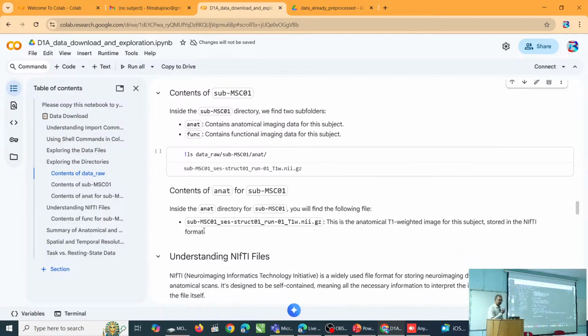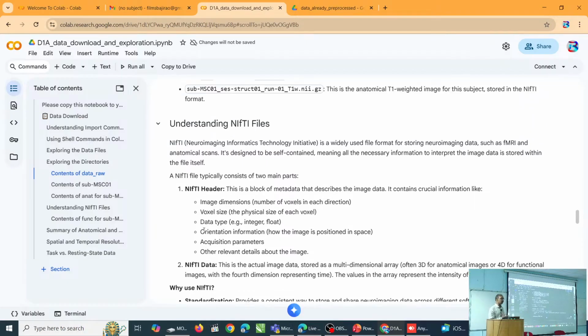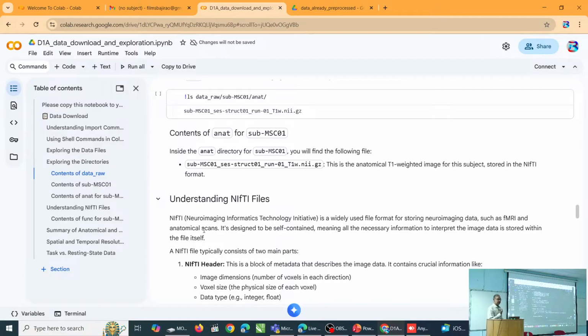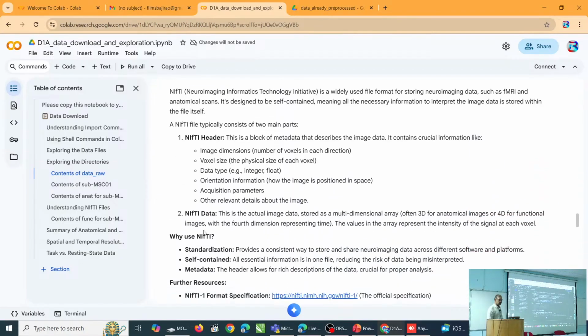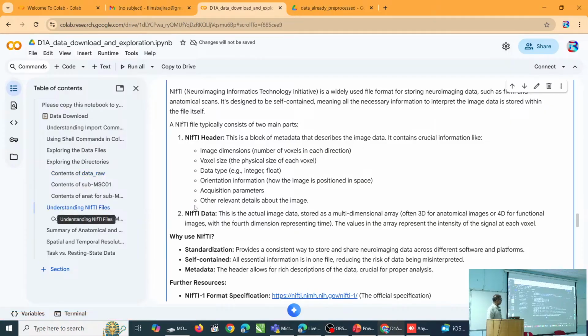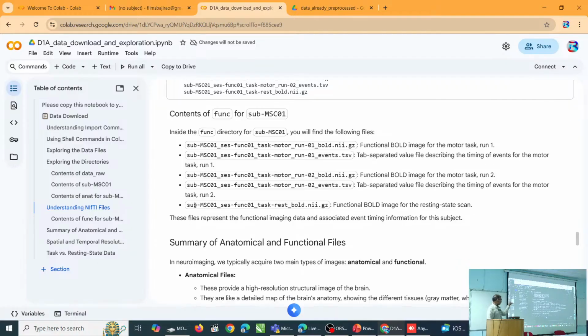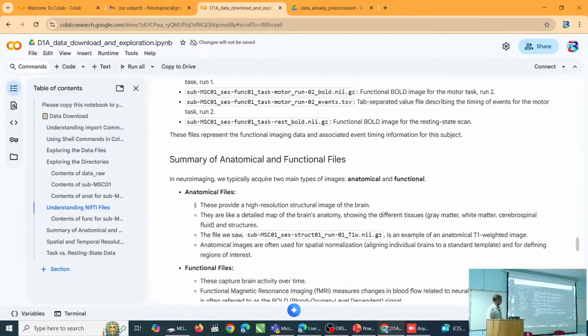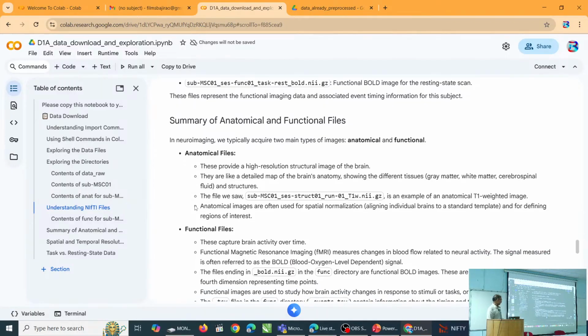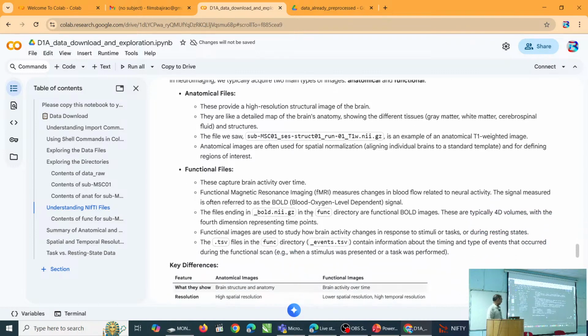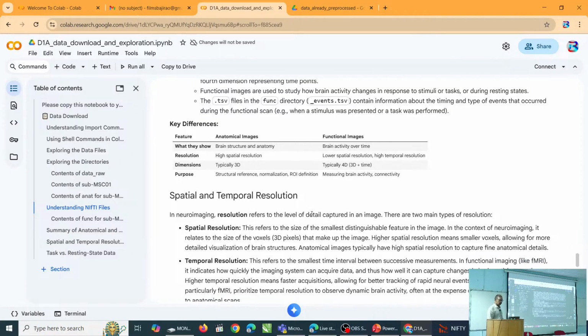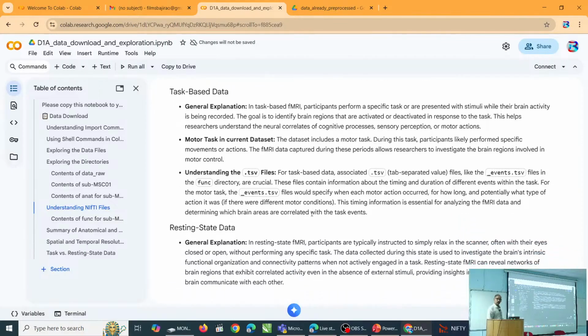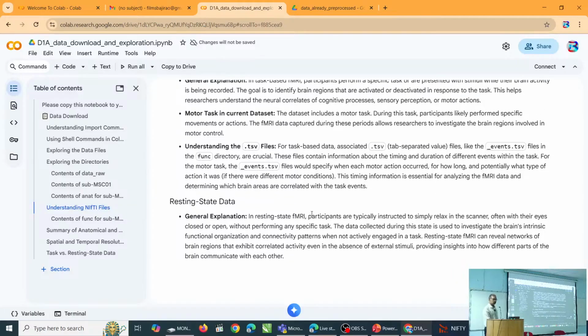Again, if you have any questions, please speak out, because if it's not clear now, in the next lecture you will be left behind. So this is showing what is in each of these directories, what these files are, and information about the anatomical and functional files. In this case, for the functional files, there is task, and then there is resting. Is this clear to everyone? Okay, no problem.